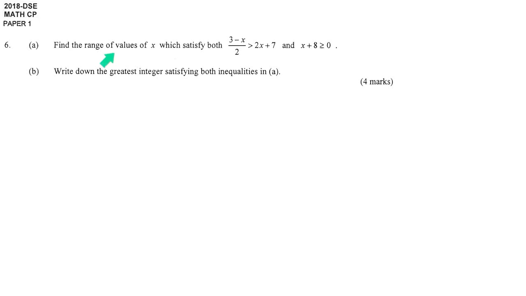We are going to solve the range of values of x which fulfill this requirement, and at the same time fulfill this one. So 3 minus x over 2 is larger than 2x plus 7. We just handle them one by one. Both sides times 2. Because we multiply both sides by a positive number, we don't change the direction.